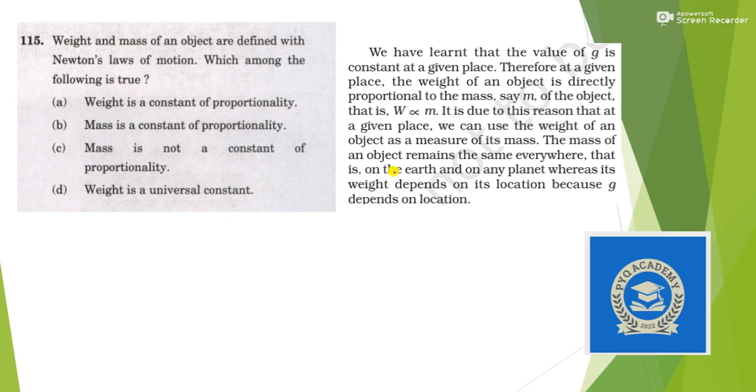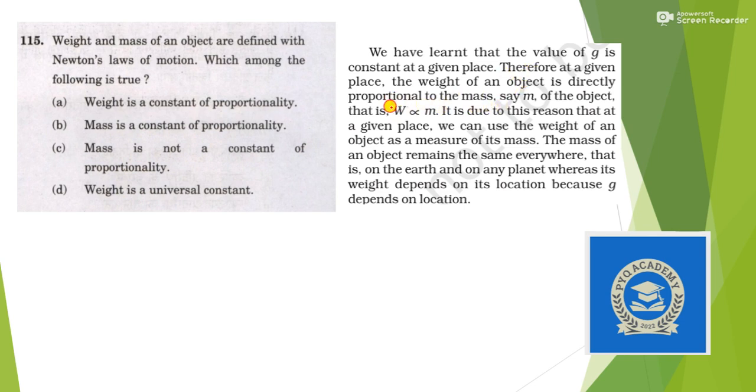Next question is weight and mass of an object are defined with Newton's laws of motion. Okay. So which among the following is true? It is asking about this. So let's go through the statements. Weight is constant of proportionality. Next is mass is constant of proportionality. Third is mass is not a constant of proportionality. Weight is a universal constant. So let's go through these statements.